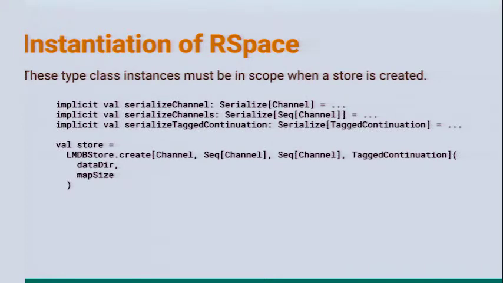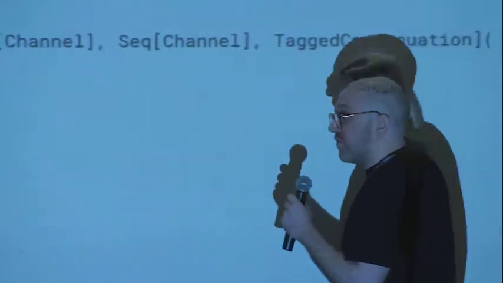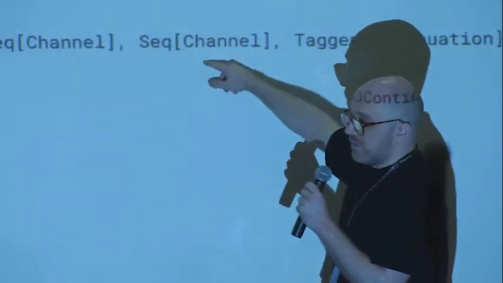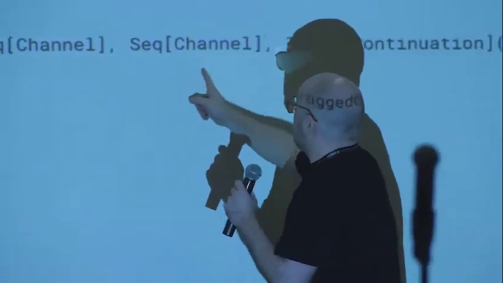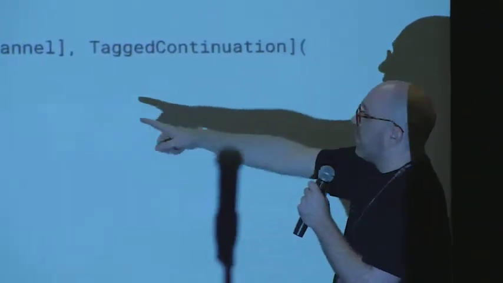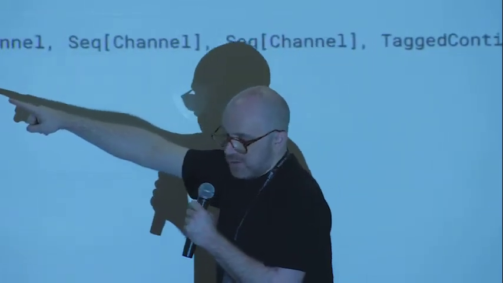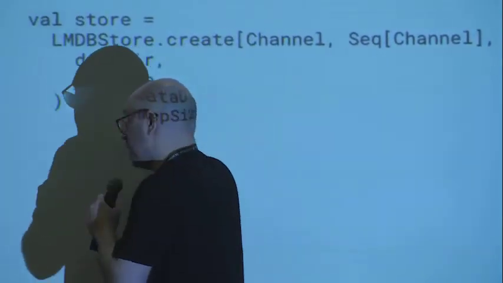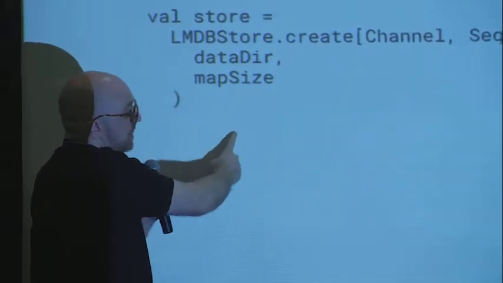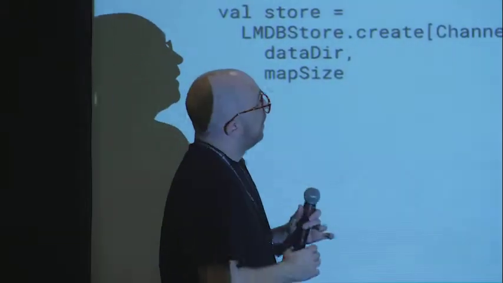All right, next one. You need to provide these instances in scope as implicits when you instantiate the store. We do that just because we expect that you're going to be using the same types with produce and consume. We don't attach implicit parameters to the functions, but instead they need to be in scope when you create the store. In addition to providing these in scope, you also provide a directory where you're going to be storing your database files and the maximum size of the database right here as well.